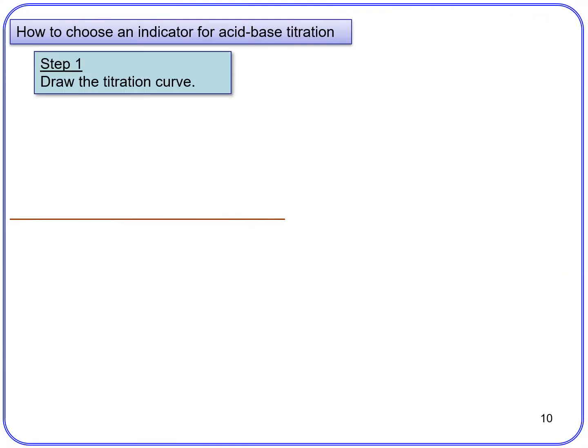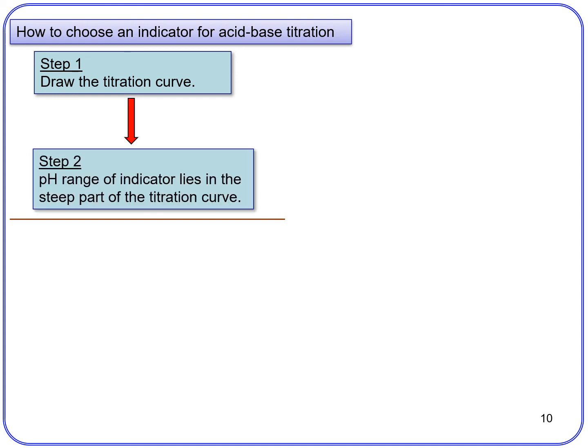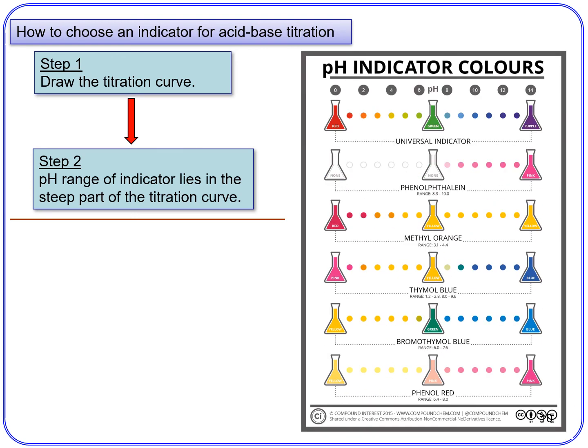How to choose an indicator? The first step is you draw the titration curve, and then you make sure that the pH range of the indicator lies in the steep part of the titration curve. These are examples of indicators: universal indicator, phenolphthalein, methyl orange, thymol blue, and bromothymol blue, which have different colors in acid and also different colors in base.